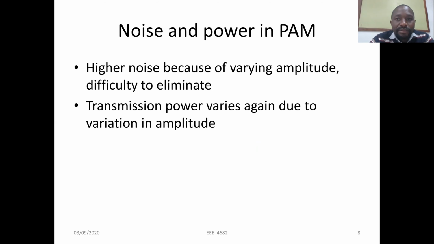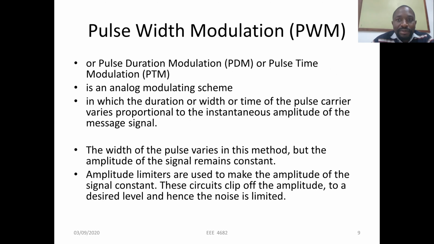Now, pulse amplitude modulation has one major weakness, and this is that it has higher noise, and this noise comes from the fact that the PAM signal will have varying amplitude, and this noise is usually very difficult to eliminate. The other weakness also is that the transmission power will vary, again due to variation in amplitude, and because of this the circuit is seldom used.